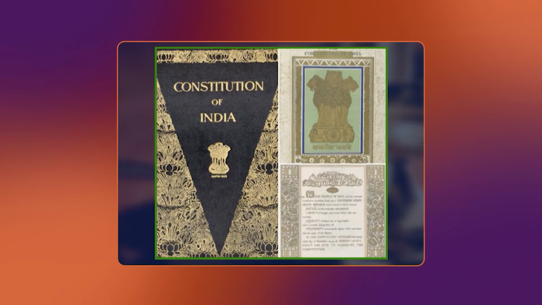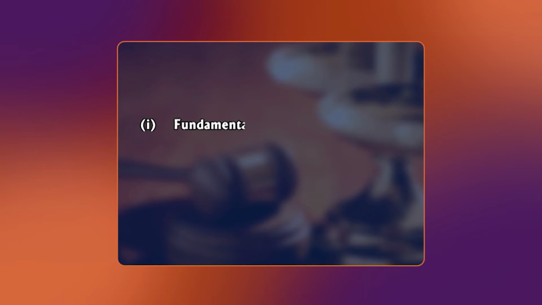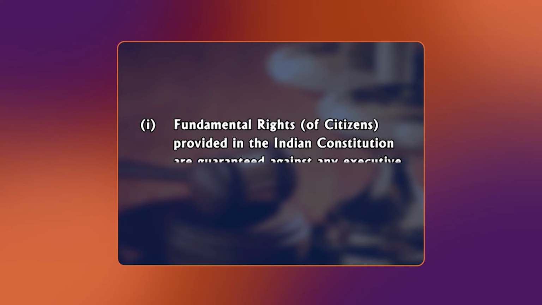Any provision in any constitution for fundamental rights is meaningless unless there are adequate safeguards to ensure enforcement of such provisions. The Indian Constitution, like most Western constitutions, lays down certain provisions to ensure the enforcement of fundamental rights. These are as under: Number 1. The fundamental rights provided in the Indian Constitution are guaranteed against any executive and legislative actions.